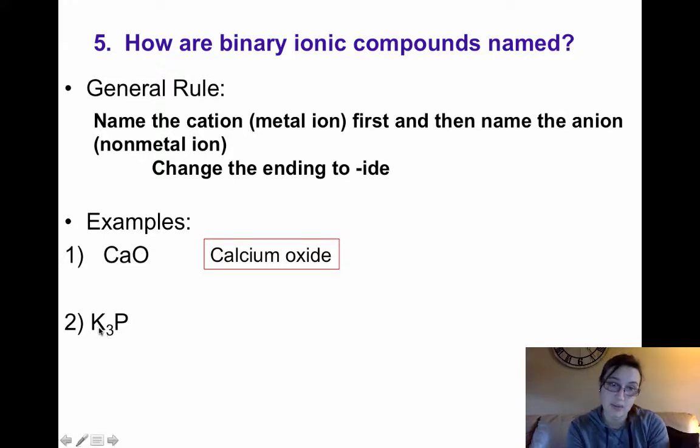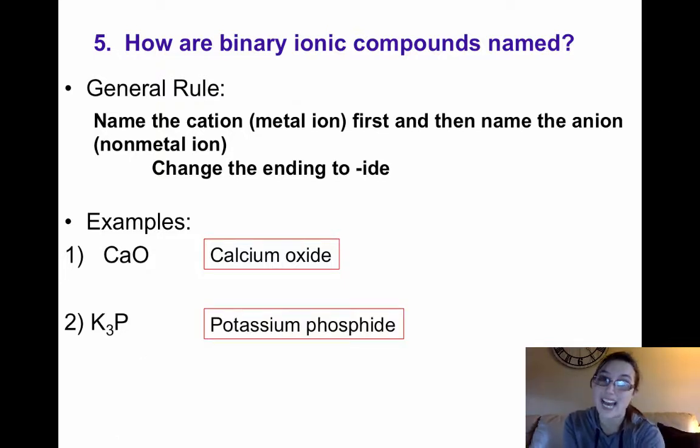So if we look at the next example, K3P. Again, you just name what comes first. K is potassium. Don't worry about the subscript. All we worry about is what comes first, what comes second. So potassium comes first, and then we have P. Use your periodic table. P is phosphorus, but we have to change the ending, so it becomes potassium phosphide.